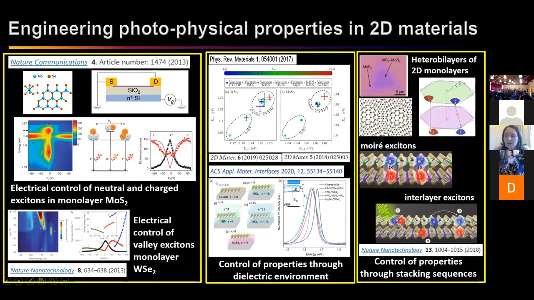In the past years, the discovery of two-dimensional semiconducting materials such as transition metal dichalcogenides has brought us the possibility to study and utilize exciton physics at higher temperature than in traditional bulk semiconductors. This is due to the fact that these 2D materials have an excitonic binding energy that exceeds the room temperature thermal energy. So that allows us to study this exciton physics at higher temperatures.